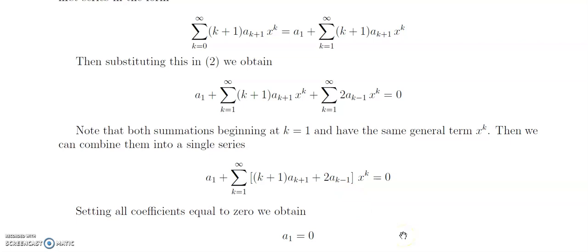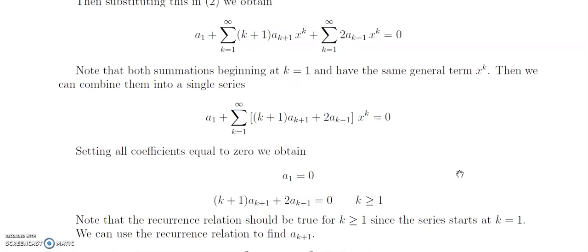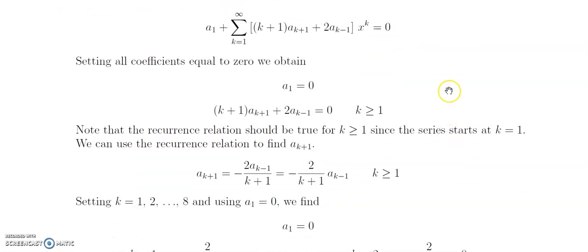So this equals 0 for all x. A power series is equal to 0 for all x when all the coefficients are 0. So we will have to set all of the coefficients to 0. The first coefficient is a sub 1 equals 0. And the other coefficients are obtained from this series by looking at what we have in this bracket. So we get (k+1) times a sub k+1 plus 2 times a sub k-1 equals 0, for k greater than or equal to 1, because this summation starts at k equals 1.